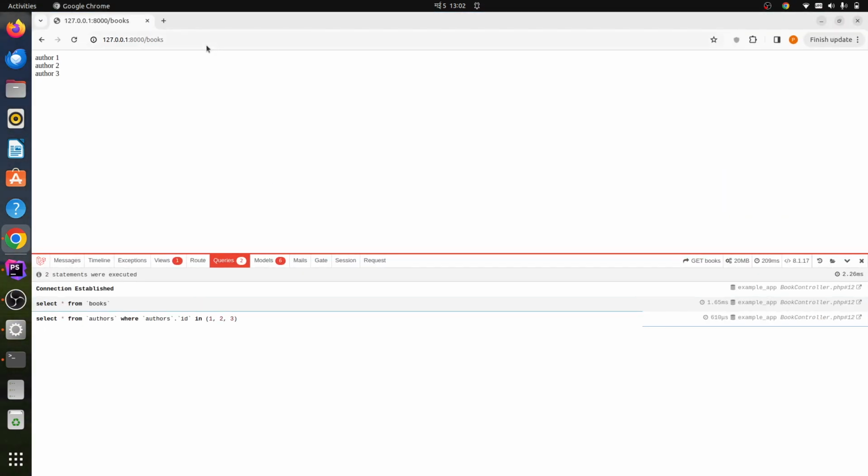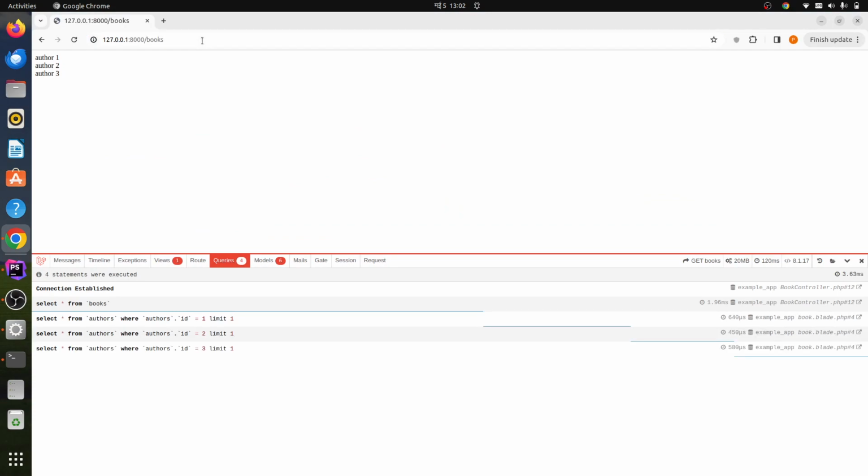So now let's go to the browser and go to this endpoint. We can see the name of the author of every book, right? And let's look at the queries down below. We have 4 queries. The first query is to fetch all of the books, and the other 3 queries are to fetch the author information of the books, right?